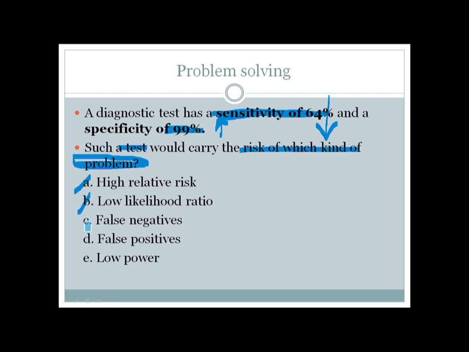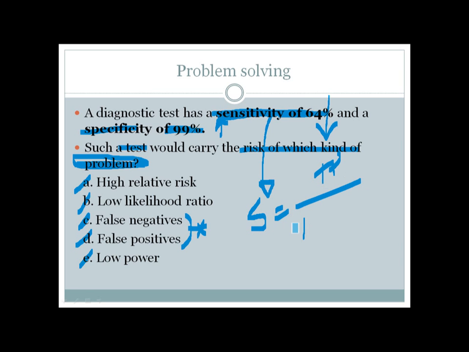Is it a low likelihood ratio? No. Is it false negatives, or is it false positives, or is it low power? So I think as this question is about sensitivity and specificity, we might want to work with false negatives and false positives. So basic idea, we can think about this: whenever a test has a low sensitivity, sensitivity is true positive by true positive plus false negatives. So as this test has a low sensitivity, we are working with true positives and false negatives.